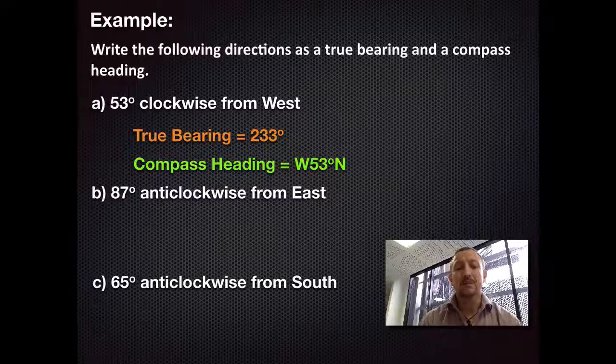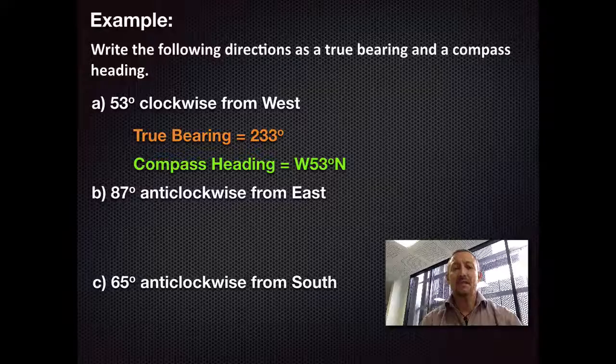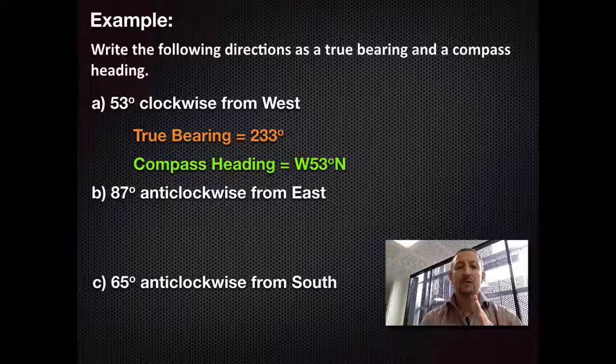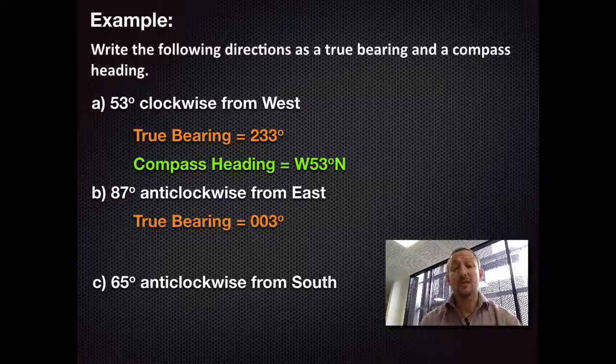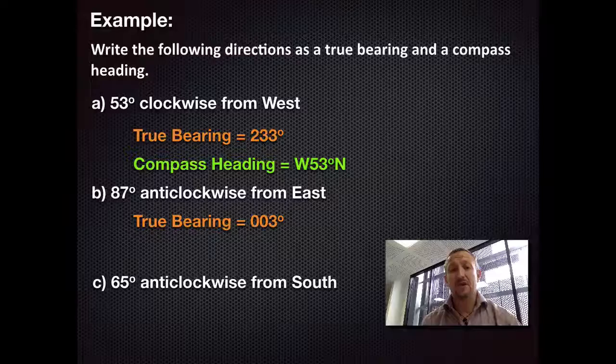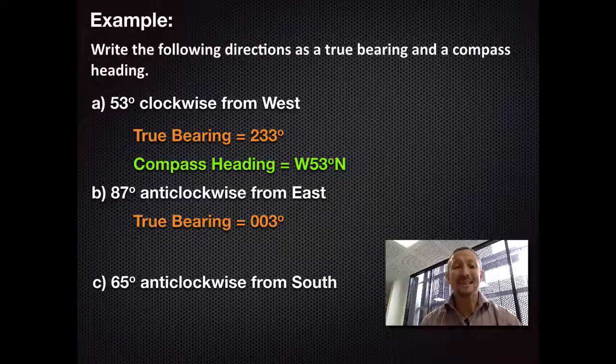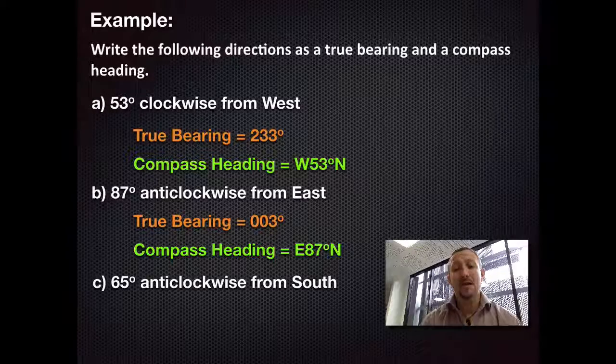Let's look at the second one. In this case, what we're going to be doing is 87 degrees anti-clockwise from east. So I'm starting east and I'm moving 87 degrees anti-clockwise. So I'm moving towards the north. The result is it's just away from north, so it's 003 degrees, noticing that I've got the three significant figures. To work out the compass heading, I start at east, so it would be E. I move 87 degrees, and because it's anti-clockwise, it's in a northerly direction, so it would be E 87 N.